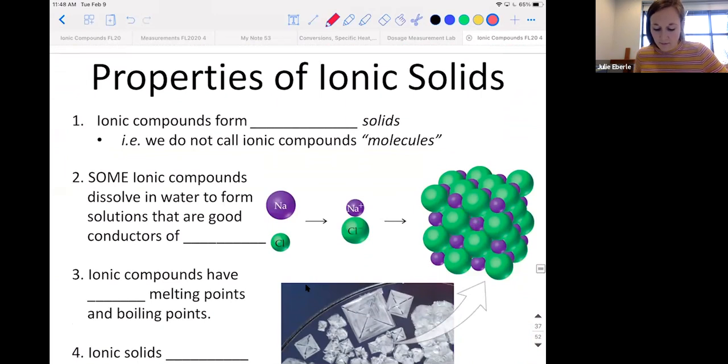Properties of ionic solids. Okay, so a couple things in general I want you to know before we move on. Ionic compounds form what we call crystalline solids. Okay, we use the word molecule for covalently bonded stuff, and that's all chapter 4. So molecules is really not something we use for chapter 1 through 3 material. We don't call ionic compounds molecules. We call them crystalline solids. Some ionic compounds, so number 2, some of them dissolve in water and they form solutions that are good conductors of electricity.